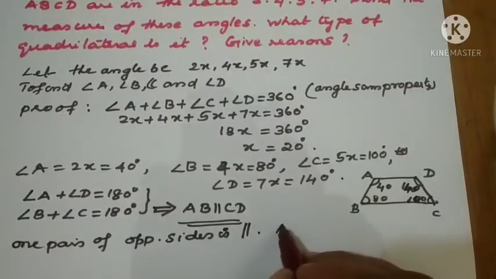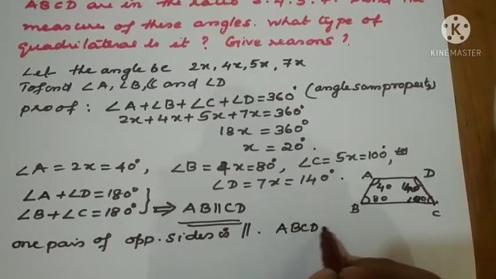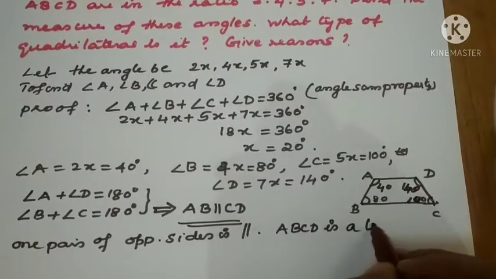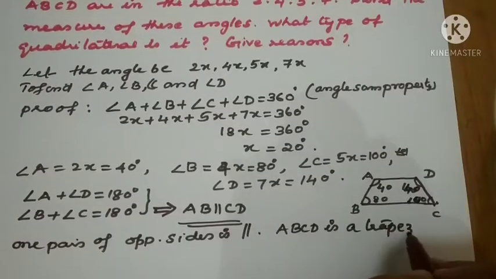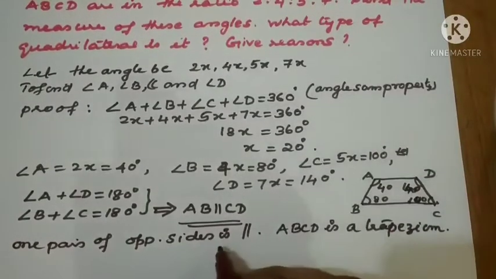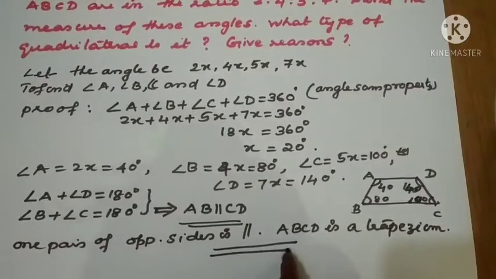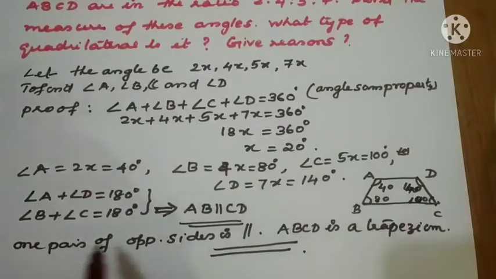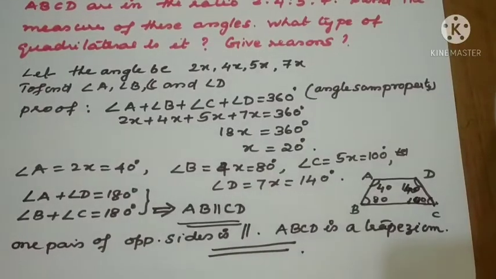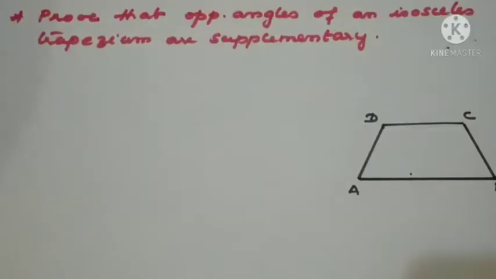So the given ABCD is a trapezium. It is asked which type of quadrilateral it is. Trapezium only. What is the reason for that? One pair of opposite sides is parallel there. So ABCD is a trapezium.